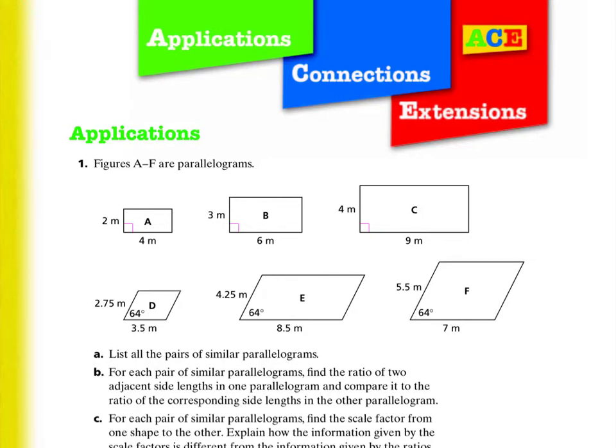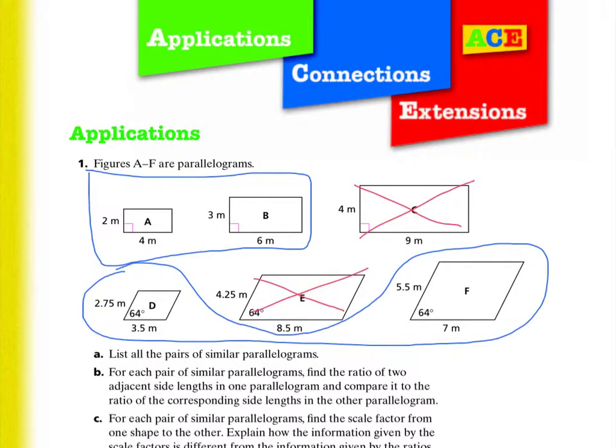Okay, we are doing homework ACE 4, numbers 1, 27, 30, and 35. So let's start with number 1. Figures A through F are parallelograms. List all the pairs of similar parallelograms. Okay, so let's take a look here.